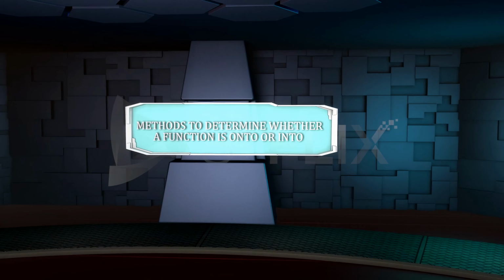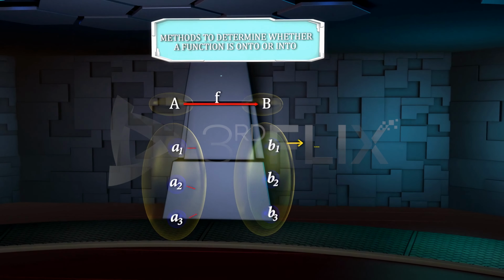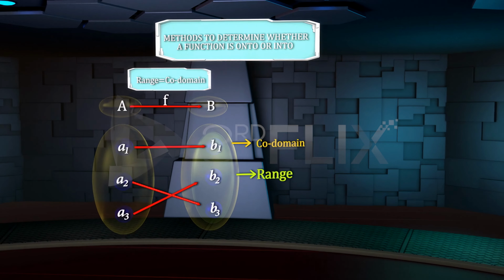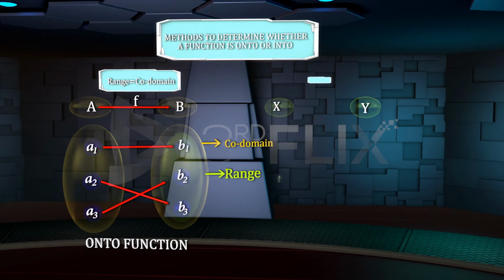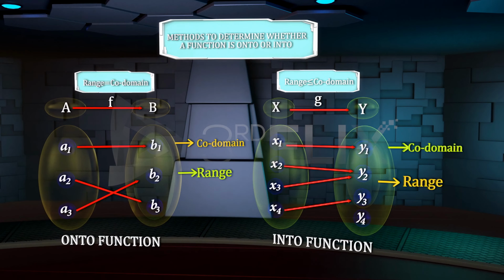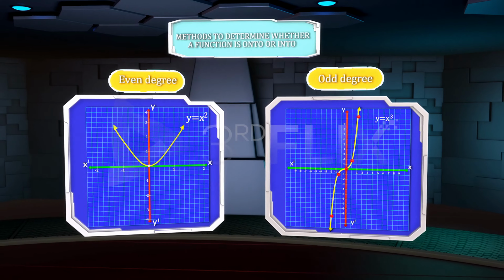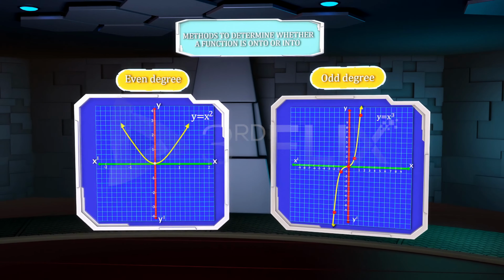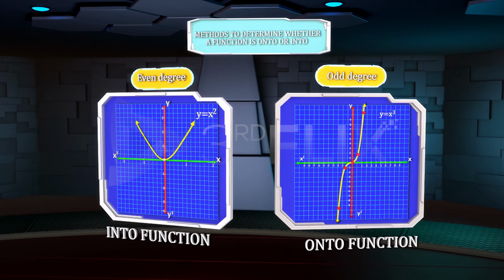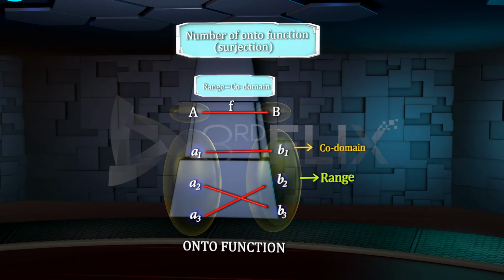Methods to determine whether a function is onto or into. If the range of f equals the codomain of f, then f is onto. If the range is a proper subset of the codomain, then f is into. Any polynomial function f from R to R is onto if the degree is odd, and into if the degree is even.